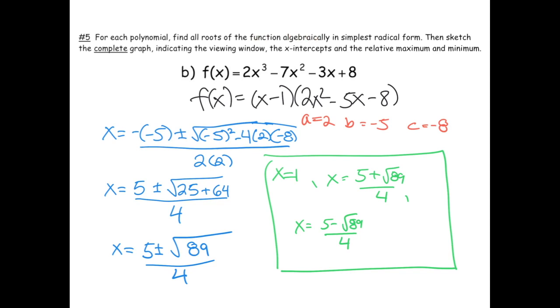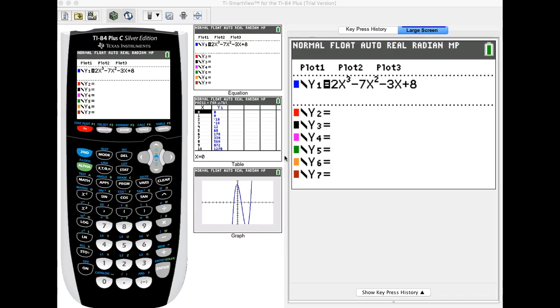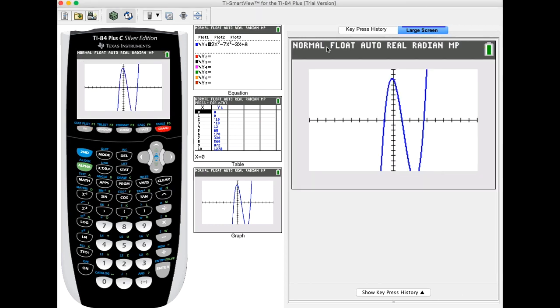But now we want to sketch the complete graph indicating the viewing window, x-intercepts, and the relative maximum and minimum, and we can do that part on a graphing calculator. Okay, so now let's go back to our graph. We already have it entered into the calculator. And if we go to the graph, here you can see the intercepts. Here's our x equals 1. Here is 5 plus square root of 89 over 4, and 5 minus square root of 89 over 4.